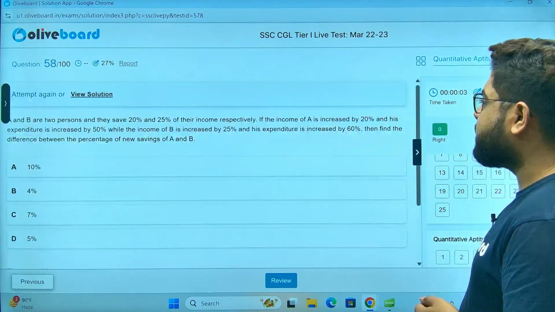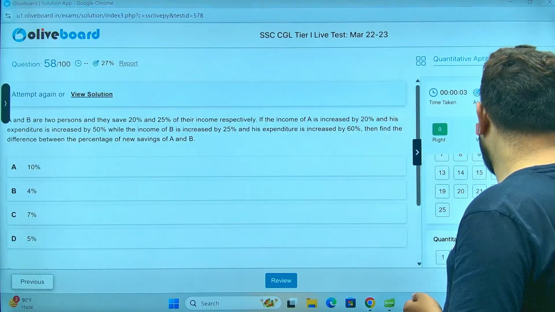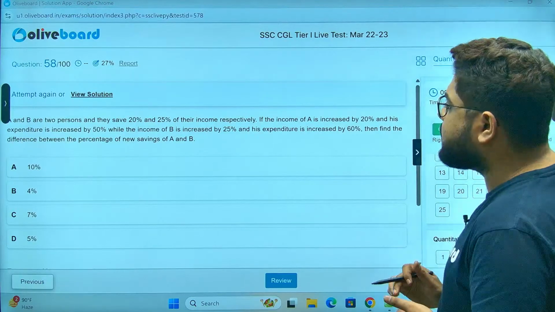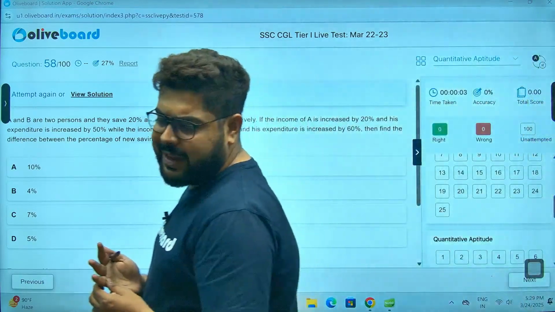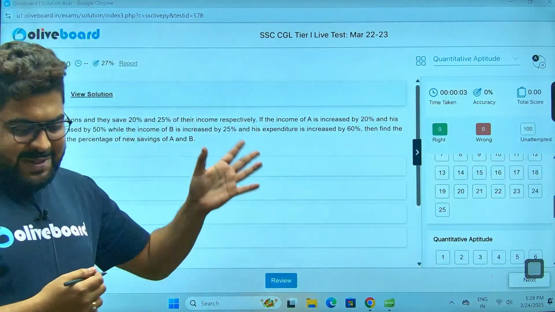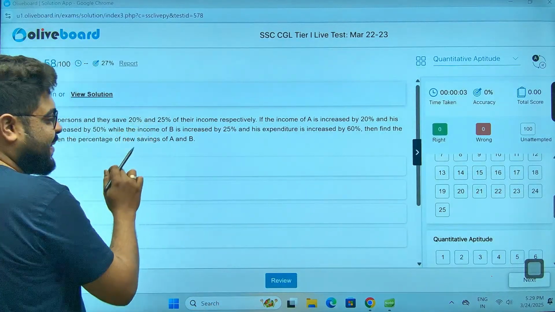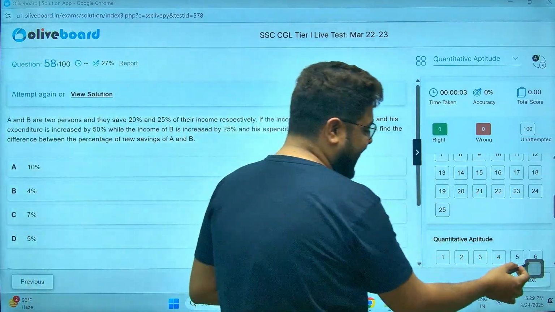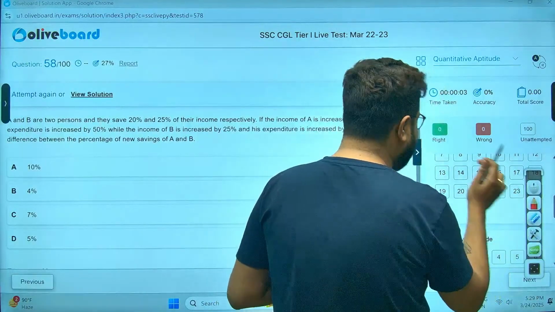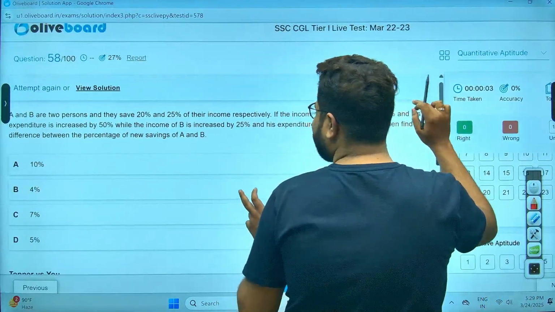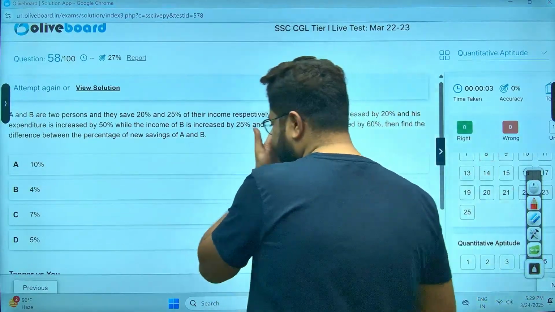Next one. These types generally take a little bit of time. The last question was easy, without any calculation. This question they have given, we will make you do some calculations. We will make sure of that.